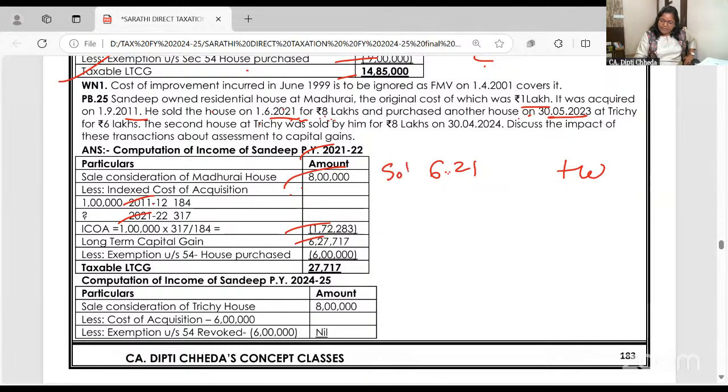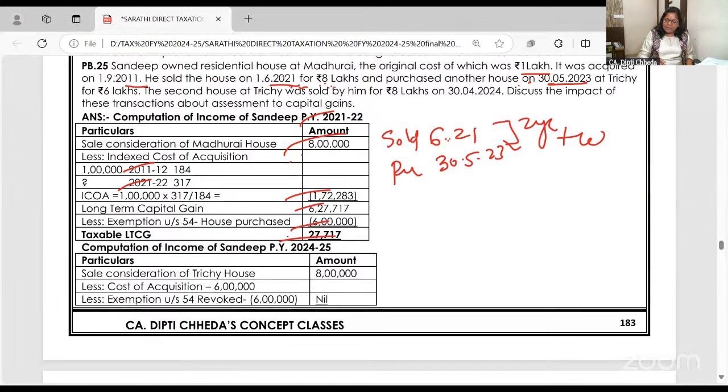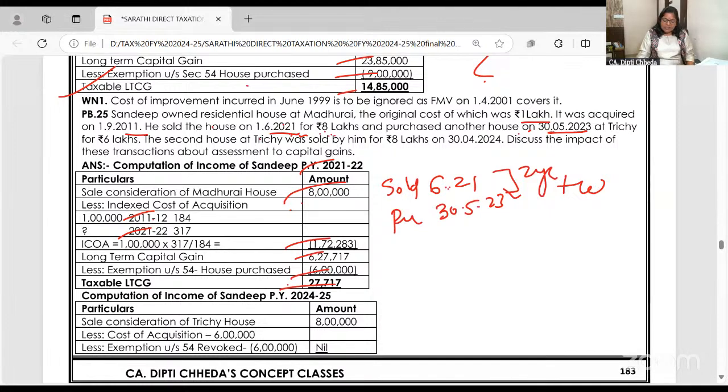June 21, he sold the house and he purchased a house in 35-23. Promise that within 2 years, you will purchase another house. So before June 23 you have to purchase a house. He purchased in Trichy. Can he claim exemption? Definitely he'll put this money in CGAS scheme and he got the benefit. Now, this Trichy house, the second house which he purchased in Trichy, promise that for 3 years don't sell it.